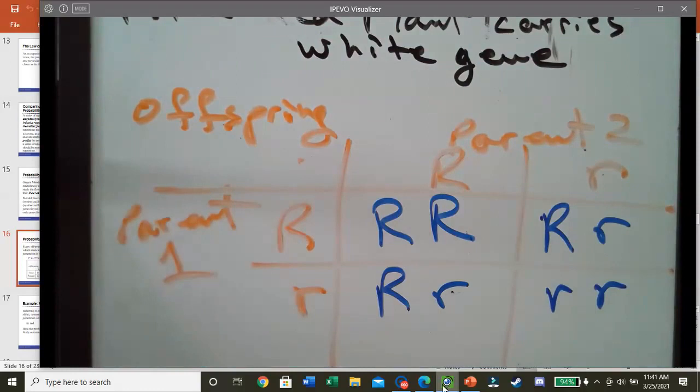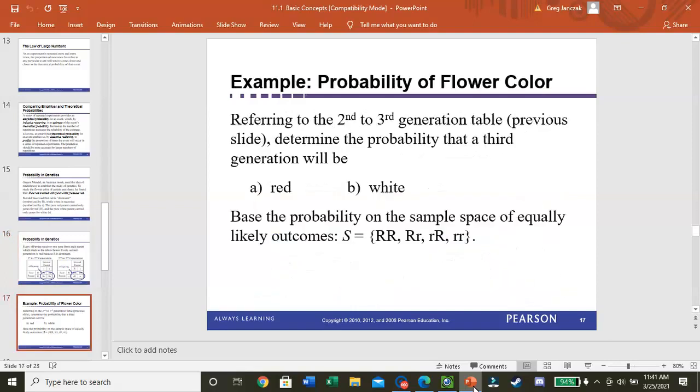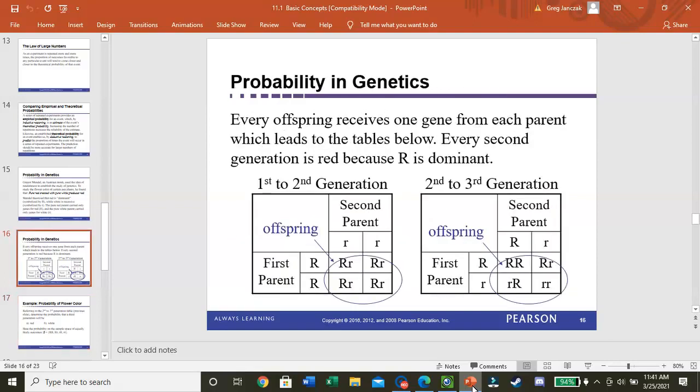And so that's what this is here. That's what they're showing here. Okay? Questions with that? So the parents, they're the first generation, the offspring are the second. Here, the parents are the second generation and the offspring are the third. That's why it's first and second, the second and third. Like that.